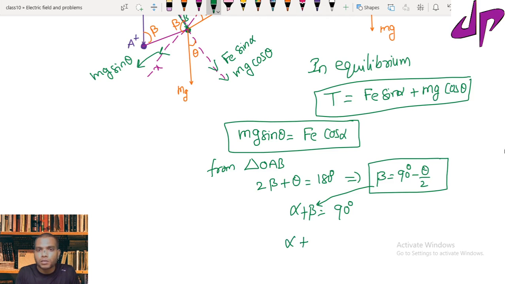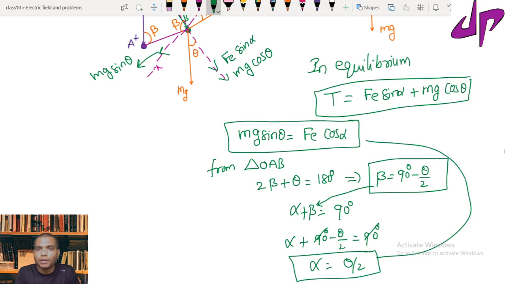Alpha plus 90 minus theta by 2 equals 90 degrees. So the 90 degrees cancel, and alpha equals theta by 2. So I can substitute alpha here later. For that, now I need to make these two forces equal, that is mg sin theta and Fe cos alpha.